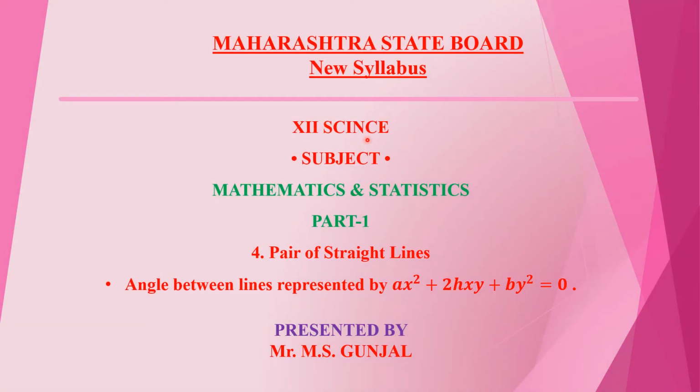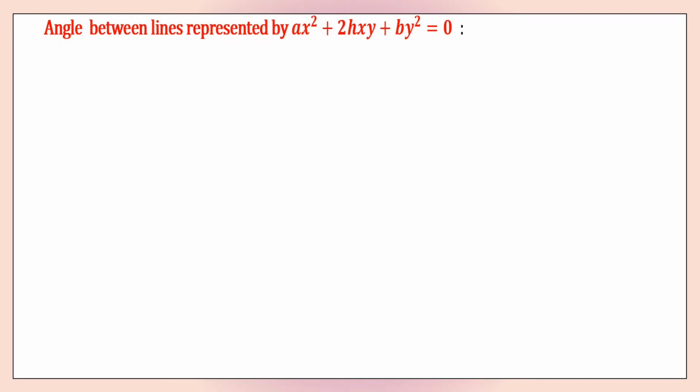12th Science, Subject Mathematics and Statistics Part 1, Chapter number 4, Pair of Straight Lines. Dear students, we are going to study the angle between the lines represented by ax² + 2hxy + by² = 0, the lines passing through the origin. Angle between the lines represented by ax² + 2hxy + by² = 0.